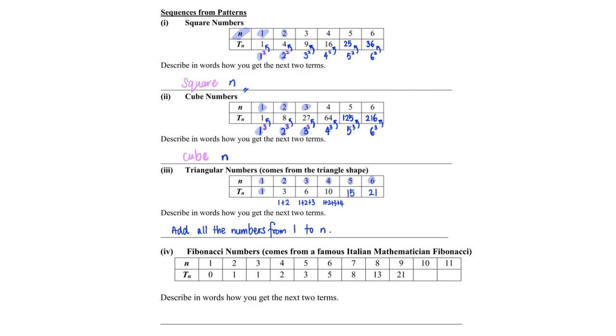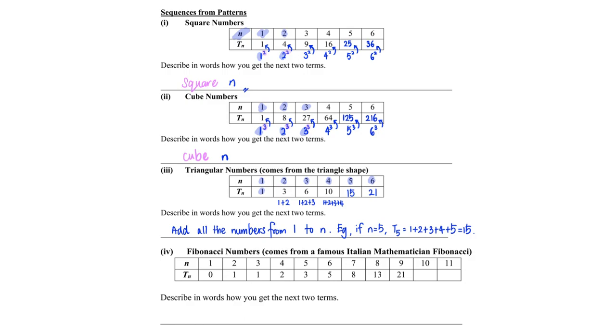Okay. Example, if n equals 5, then the fifth term will be 1 plus 2 plus 3 plus 4 plus 5, and I stop there. And this will be equal to 15.